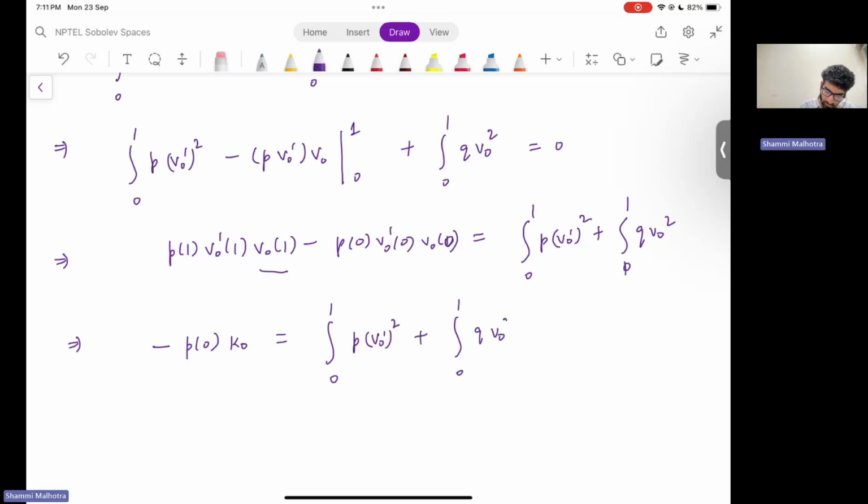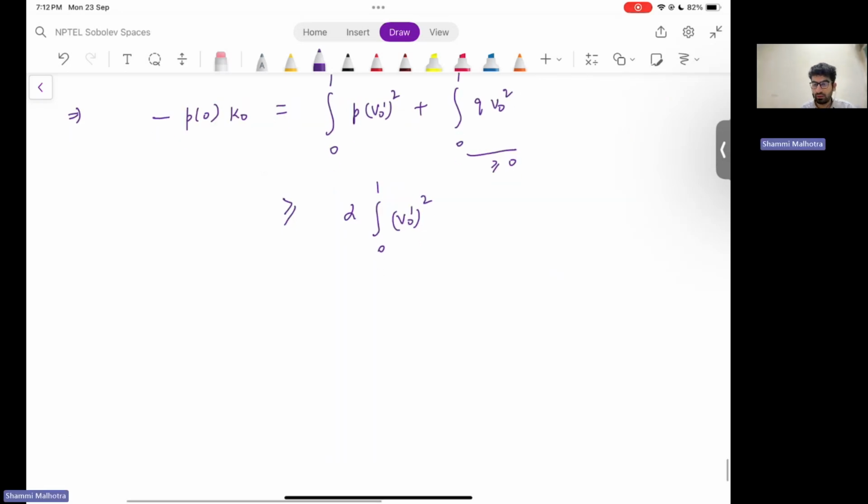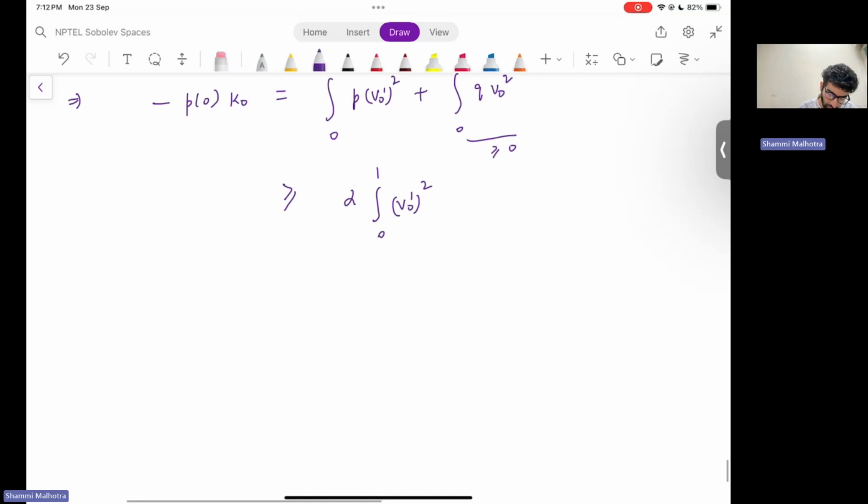Now this is greater than or equal to, since I know that P is greater than or equal to some positive constant alpha and Q is also non-negative. So this integration is non-negative, and I can drop that integral. And this is nothing but alpha times integration 0 to 1 of (v0')². Now we need a lower bound for this.